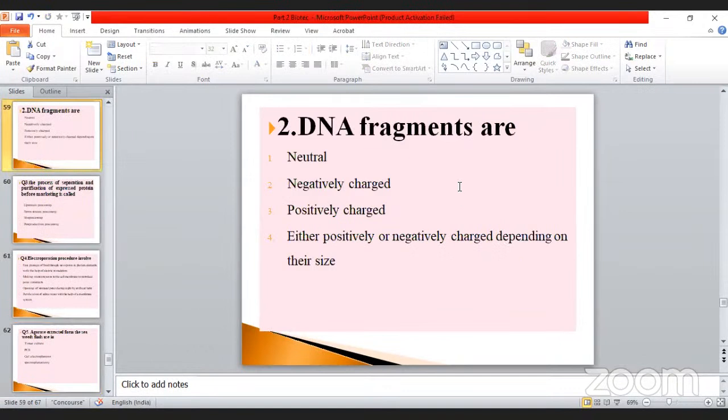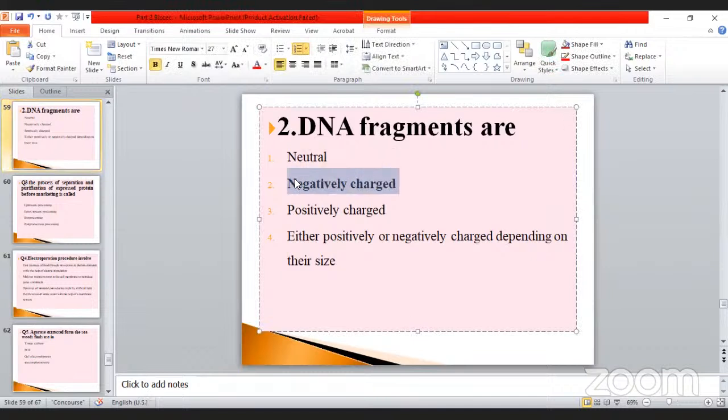So go to the next one. The DNA fragments are which type? Neutral, negatively charged, positively charged, or either positively or negatively charged depending on their size? Sir, neutral. No. Here you just imagine, my dear, DNA fragments. After gel electrophoresis, you will get small fragment-like structures. The fragments contain which charge, maximum? Negatively charged. Yeah, negatively charged. Don't forget, my dear. This is very, very important.